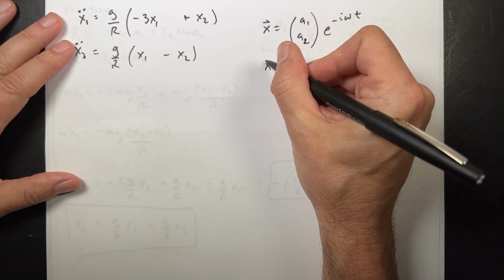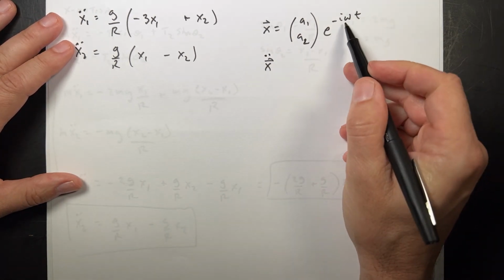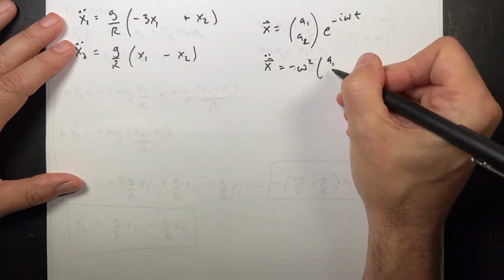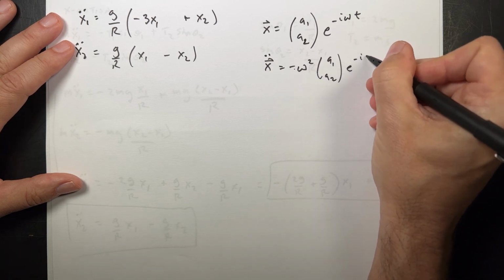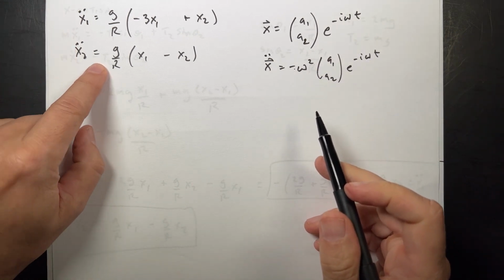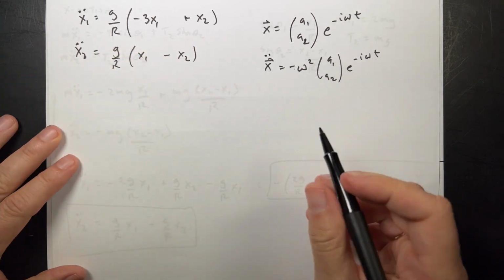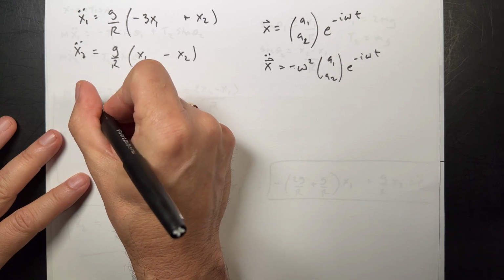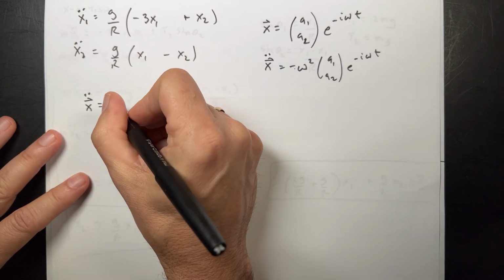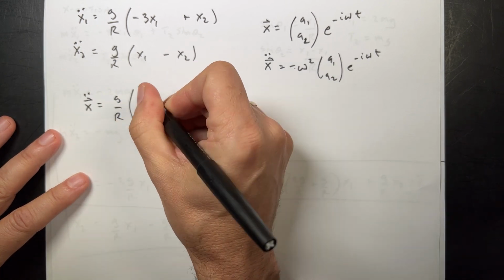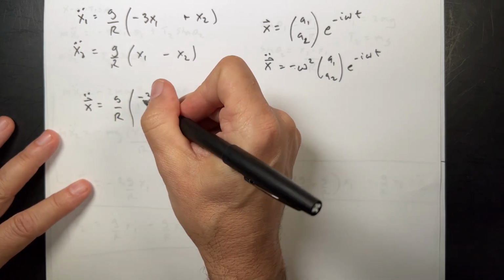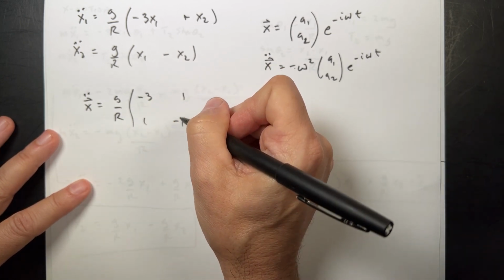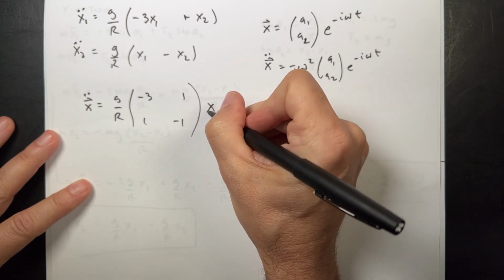Now, if I take the derivative of this twice, because I need to write these as a vector, I can say x double dot. I'm just going to take the derivative of this twice, I get a negative omega squared a1, a2, e to the minus i omega t. And so now you can see I can rewrite this equation as the following. I can write this as x double dot equals, and I'll pull that g over r out front, g over r times the matrix negative 3, 1, 1, negative 1, times x.